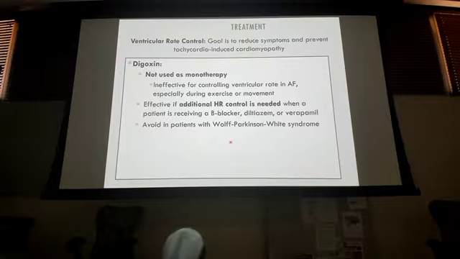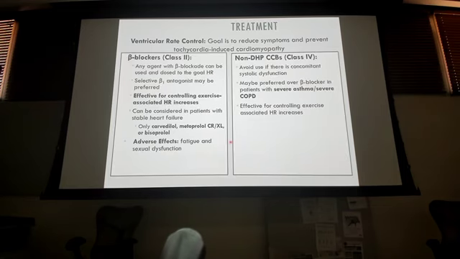And then avoid in our patients with WPW, they have an extra pathway, like their heart has made an extra pathway, and so they're usually tachycardic, and it can make their syndrome a little bit worse. Looking at our ventricular rate control, so we already talked about what we use for our rate control. You have your beta blockers, you have your non-DHPs.